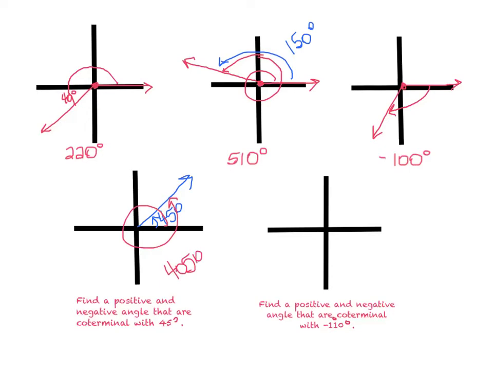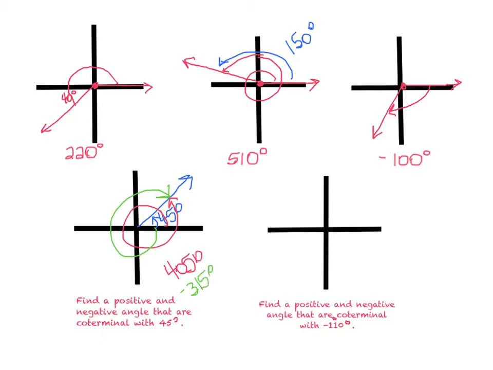A negative coterminal angle would start at the initial side and go backwards to the terminal side. So that would be 270 plus 45. That would be 315, but since we went backwards, it would be negative 315.